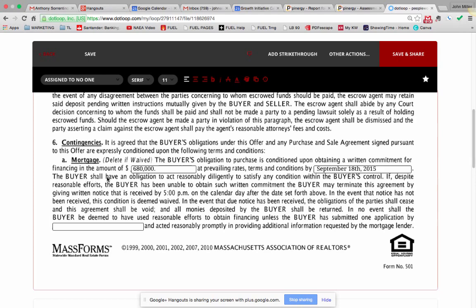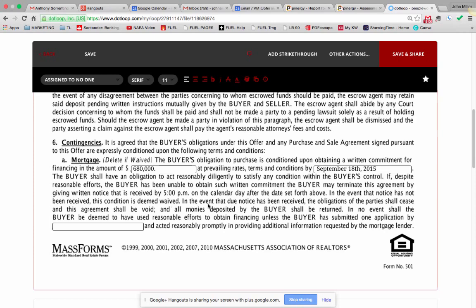Right. So the buyer shall have an obligation to act reasonably and diligently to satisfy any condition within the buyer's control. If despite all reasonable efforts, the buyer has been unable to obtain such written commitment, the buyer may terminate this agreement by giving written notice that is received by 5 p.m. on the calendar day of that date set forth above, September 18th. In the event that notice has not been received, this condition is deemed waived.